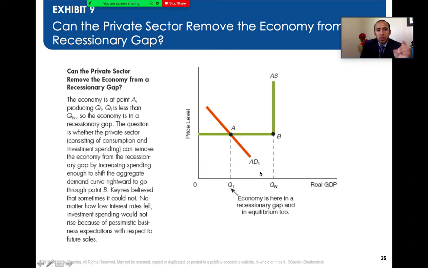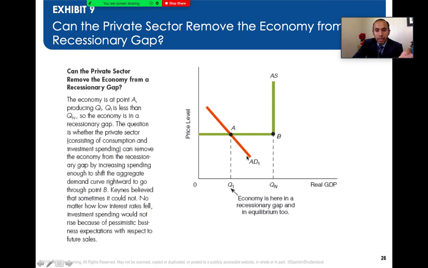The question is whether the private sector can resolve the recession on its own, to shift the aggregate demand to the right. Aggregate demand consists of consumers, investors, the government sector, and it also consists of NX, the international sector, but Keynesians excluded the international sector for a while and later brought it in. Here we're looking at consumers, investors, and government at the aggregate level of economic activity.